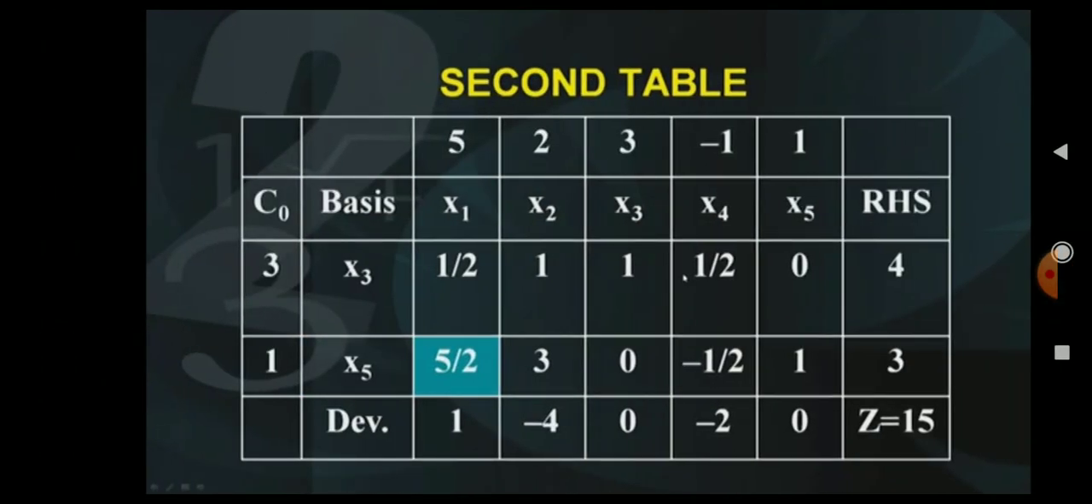Now we have moved to the second table, and the same calculation will be there. The only thing you have to remember is that the basic variables are x3 and x5. So x5 is as it is, but you have x3 as a basic variable, so put the column of x3 as 1 and 0.